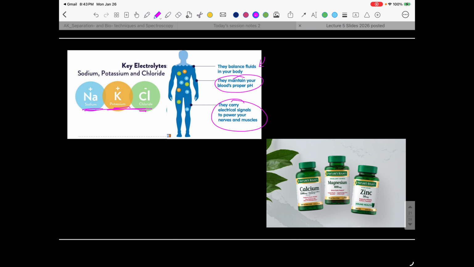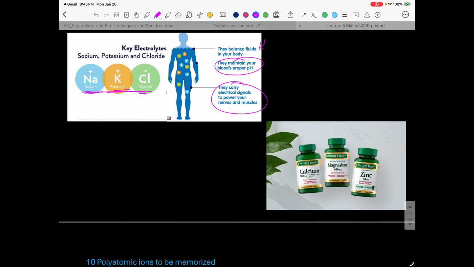Which is why you can see that many a time we have these supplements. People take magnesium supplements, which are important for metabolic reactions. The enzyme that makes ATP, or converts ADP to ATP, uses magnesium. So magnesium supplements will definitely help in metabolism if there is a deficiency. Zinc is also important for many proteins, and calcium, of course, is useful for bones.